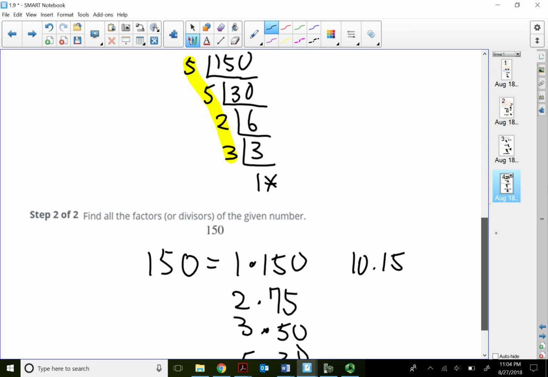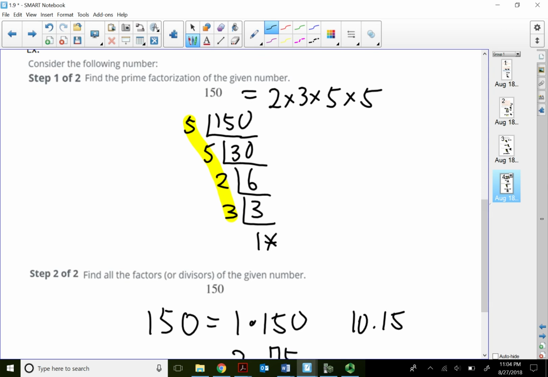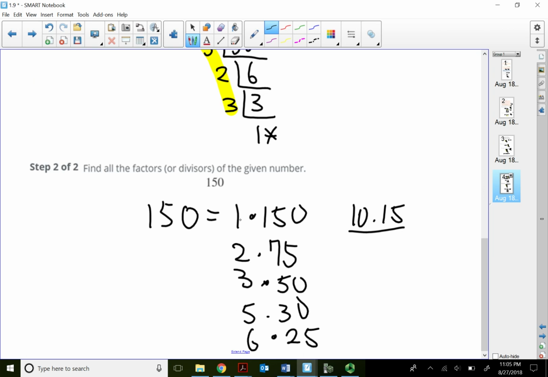And I think that's it, right? 11, 12. You can't make a 12 out of here. 13, no 13. 14, no 14. 14 is 7 times 2. 15 I already got, so that's the end of it. So all these: 1, 2, 3, 5, 6, 10, 15, 25, 30, 50, 75, 150 are all the factors or divisors that can go into 150.